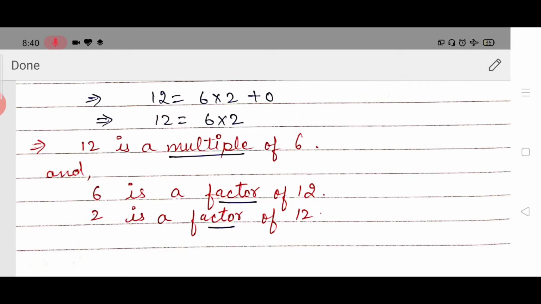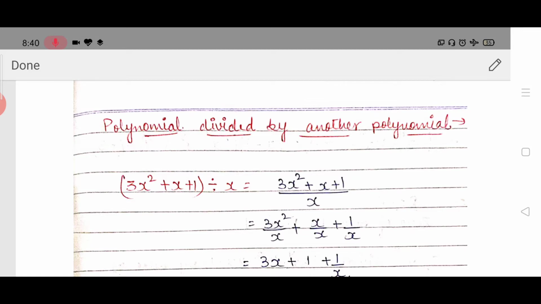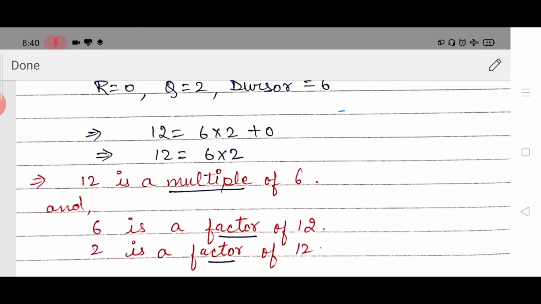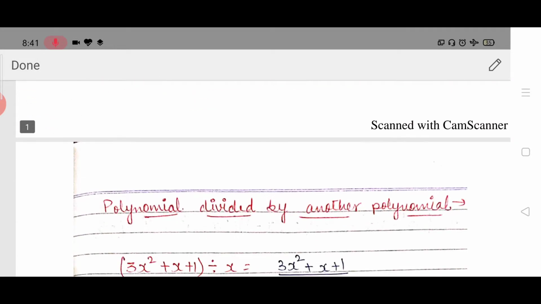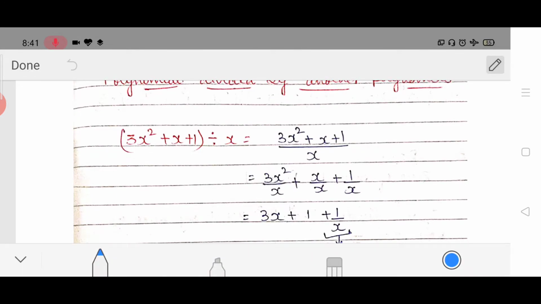Now moving on, our next topic is how should we divide two polynomials. This all was about how to divide any two numbers. Now our next topic is how to divide two polynomials. Okay, as you can see from here that we are having this. How can you say that this is a polynomial?